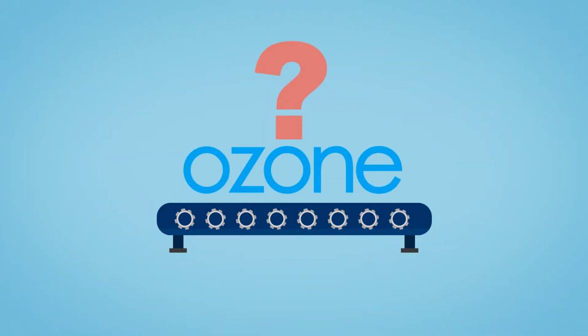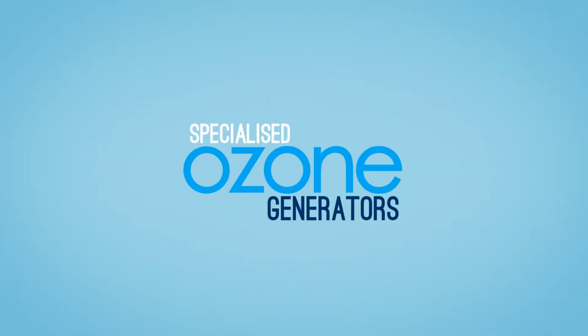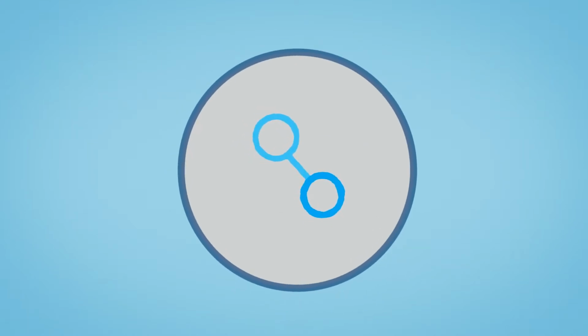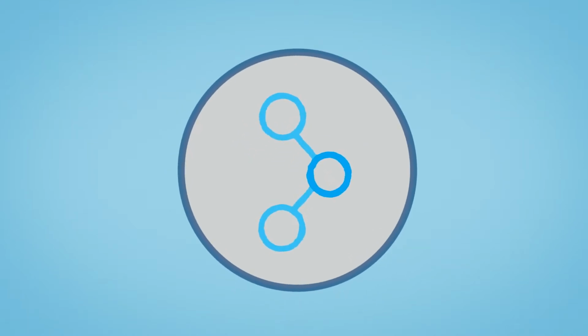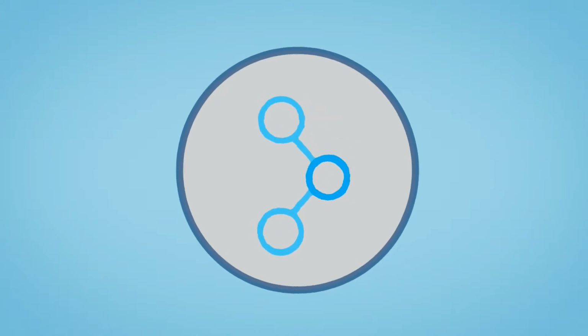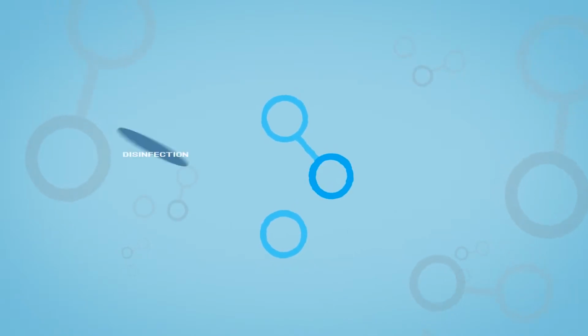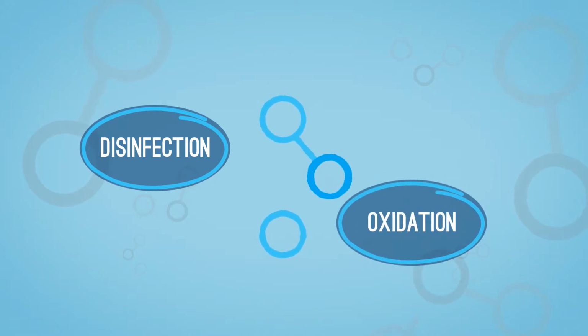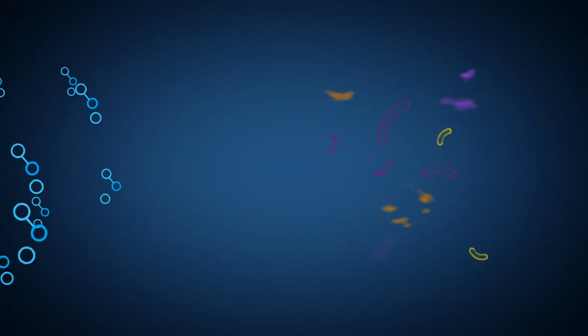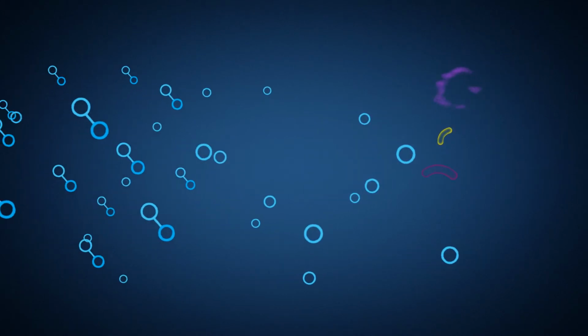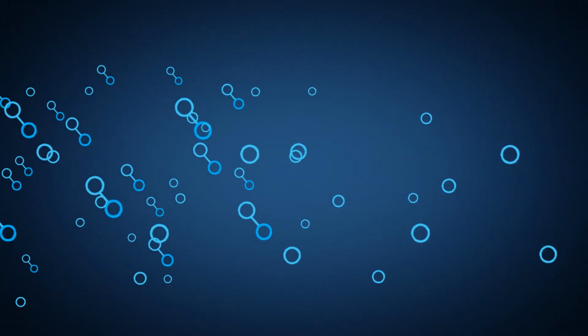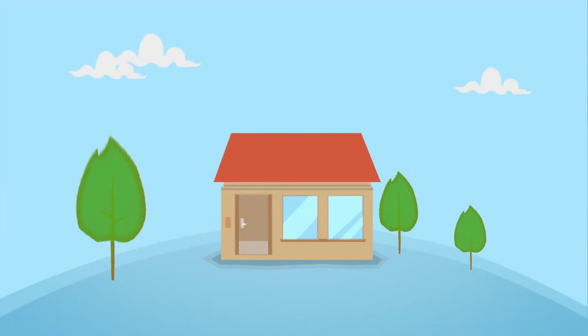So what is ozone and how does it work? Our specialised ozone generators take oxygen, or O2, and turn it into O3, adding an extra atom and turning the oxygen into what is known as an unstable gas. As it is unstable, the third atom splits off from the ozone molecule and two things happen: disinfection and oxidation. This happens as these atoms quickly destroy bacteria, mold, mildew, and odour as soon as they come into contact. With the third atom separated, the end result is clean, breathable oxygen. No nasty toxic residues are left behind.